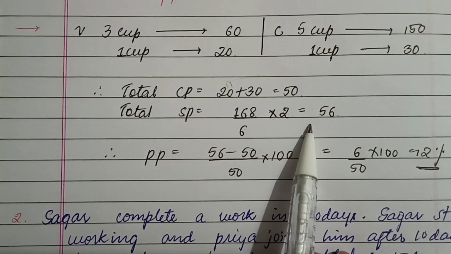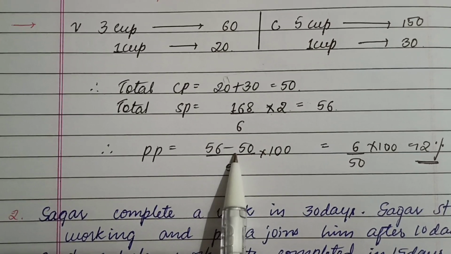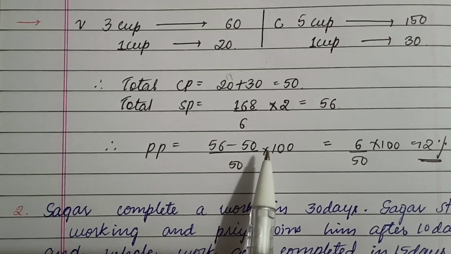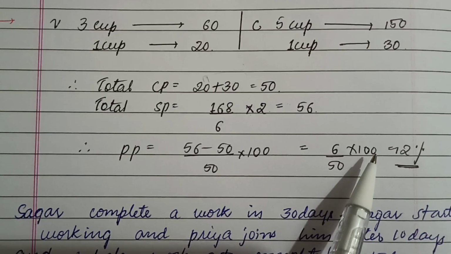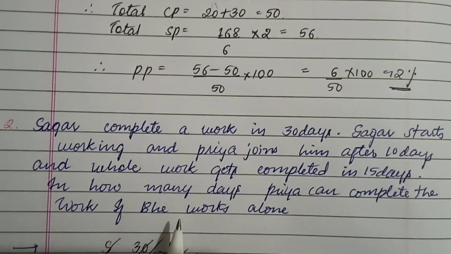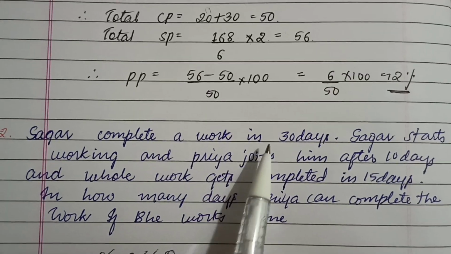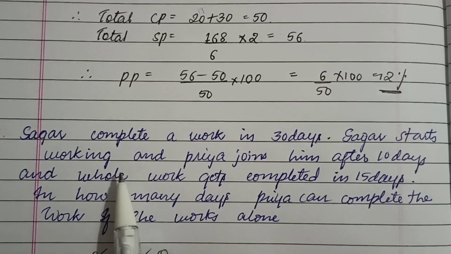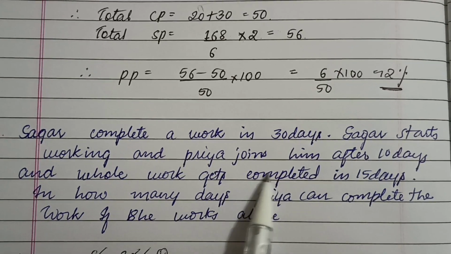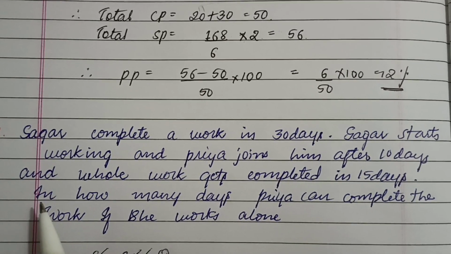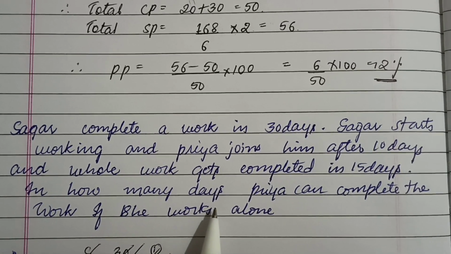And in the question they have asked the profit percentage. 56 minus 50 divided by 50 into 100, that is equal to 6 by 50 into 100, that is equal to 12%. So this is the next question. Sagar completes a work in 30 days, and Sagar starts working and Priya joins him after 10 days, and the whole work gets completed in 15 days. So in how many days can Priya complete the work if she works alone?